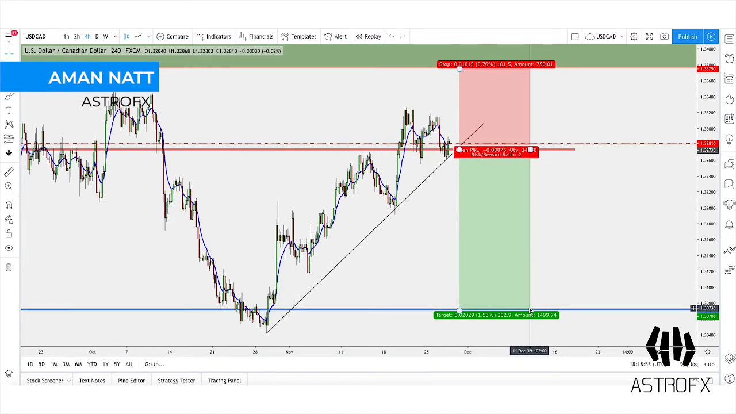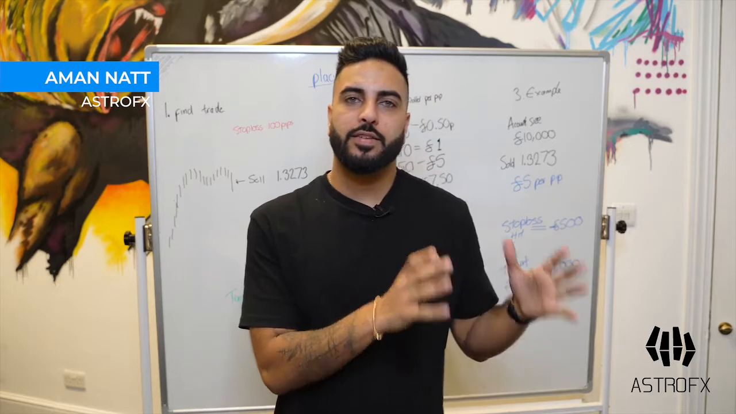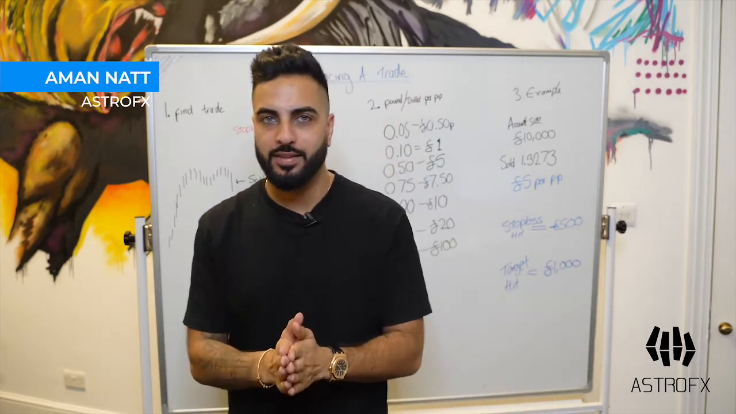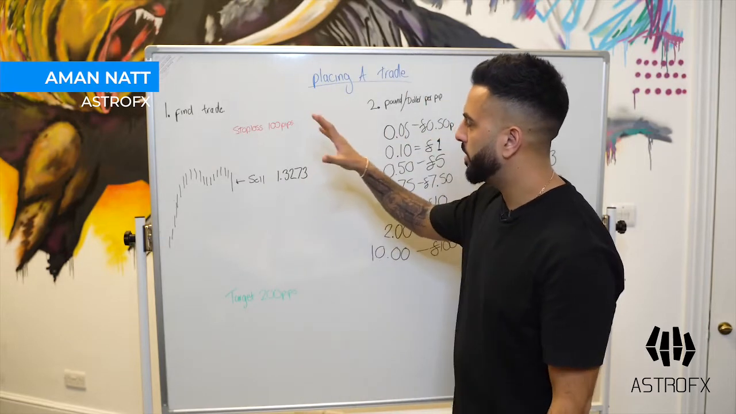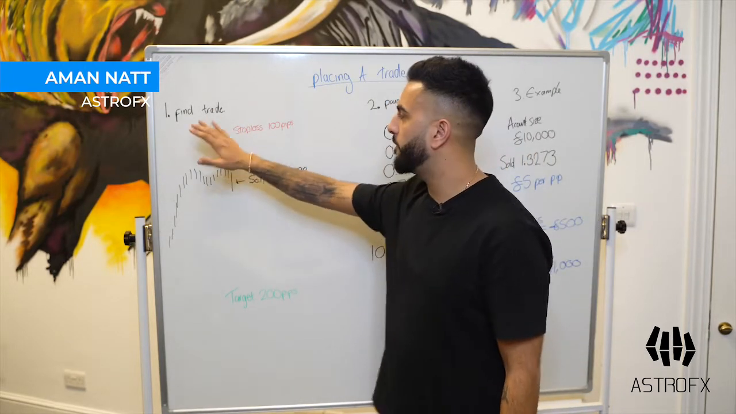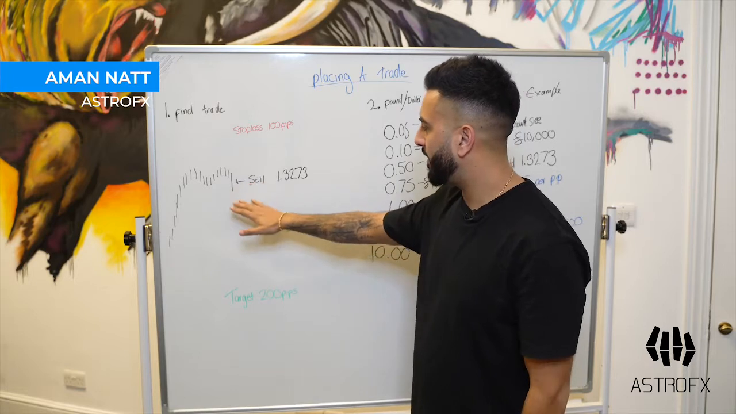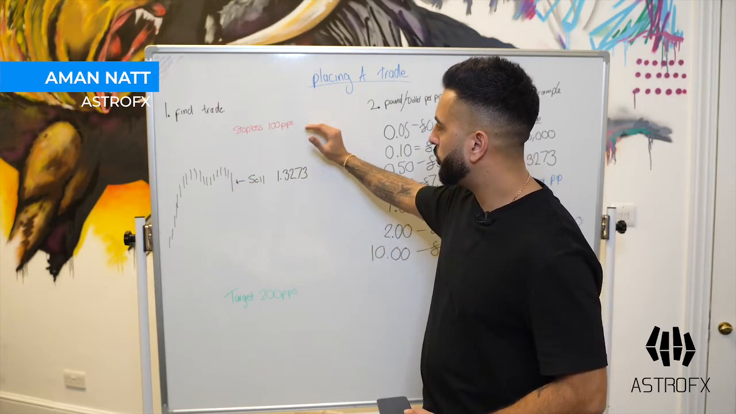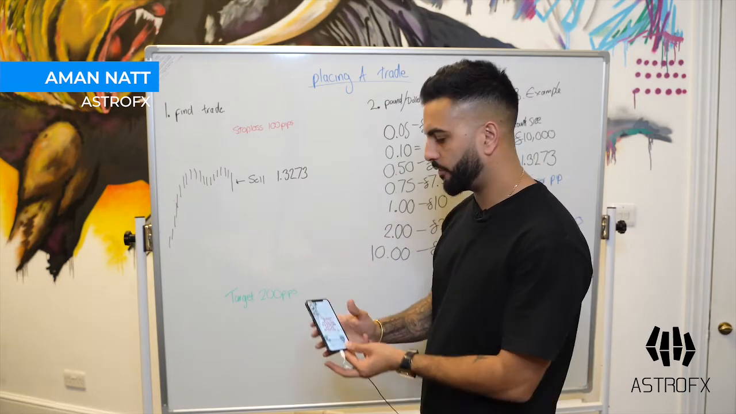Now this is the example from the charts, but let's show you what you have to do behind the scenes to place a trade on your MetaTrader and what kind of profits you'll be looking for from your accounts. So guys, now that you've seen what it looks like in front of the charts, let's show you what happens behind the scenes. Say we've found the trade: USD CAD, sold at 1.3273 with a 100 pip stop loss and a target of 200 pips.